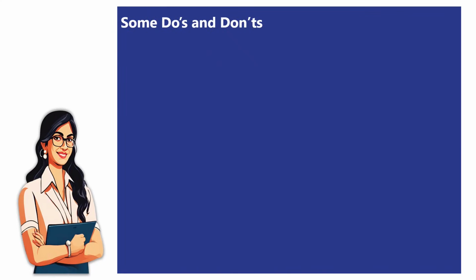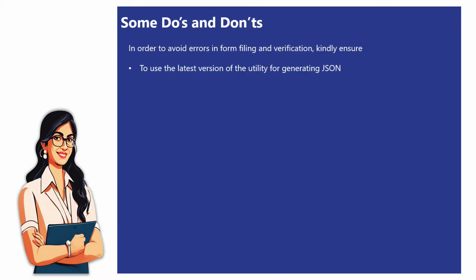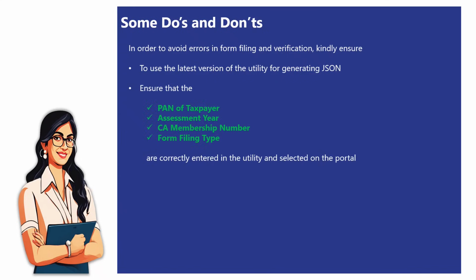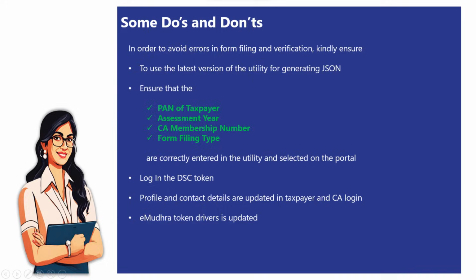In order to avoid errors in form filing and verification, kindly ensure to use the latest version of the utility for generating JSON. Kindly ensure that the PAN of the taxpayer, assessment year, CA membership number, and form filing type are correctly entered in the utility and selected on the portal. Log in with the DSC token. Ensure profile and contact details are updated in the taxpayer and CA login. Also, please check that e-Mudra token drivers are updated.